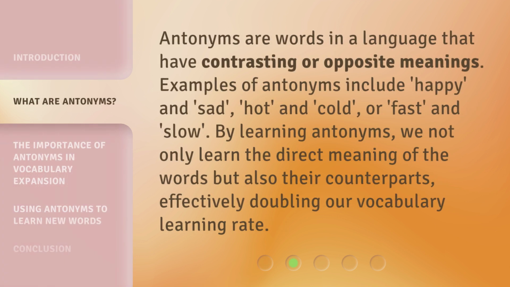Antonyms are words in a language that have contrasting or opposite meanings. Examples of antonyms include happy and sad, hot and cold, or fast and slow. By learning antonyms, we not only learn the direct meaning of the words but also their counterparts, effectively doubling our vocabulary learning rate.